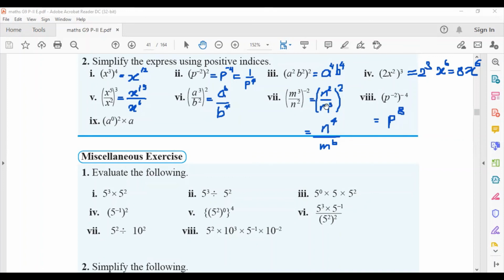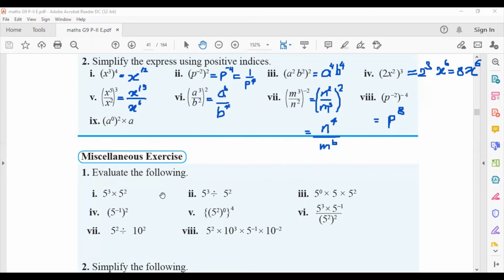Then once you have done that, you have to convert this negative index to a positive index, positive 2. When we are taking power of power, n to the power 2 to the power 2 is n to the power 4, m to the power 3 to the power 2 is m to the power 6. That means n to the power 4 upon m to the power 6. Here, power of power, if you apply the law of indices, you should multiply these two indices. Negative 2 to the power negative 4, negative 2 times negative 4, positive 8. p to the positive 8. This is already a positive index, therefore no need to change.